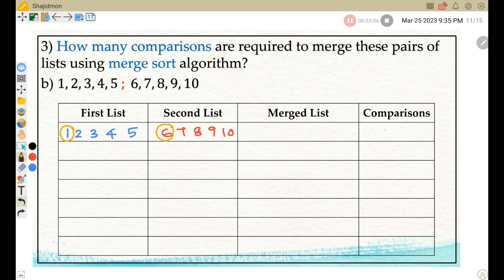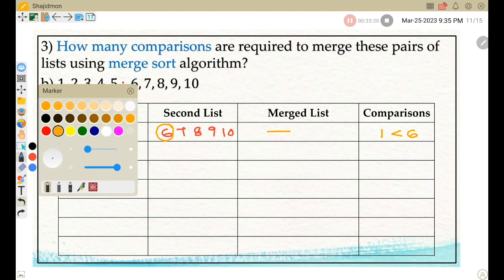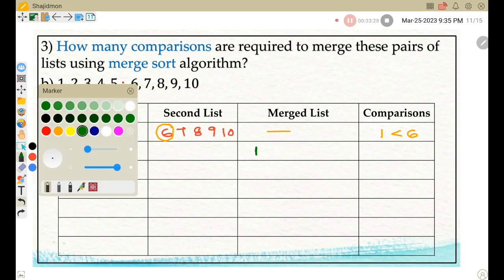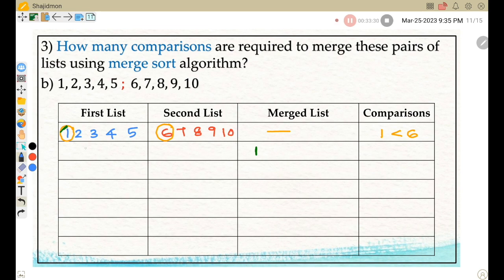1 and 6. So what will be the comparison? We can write 1 less than 6, because 1 is the smaller number, 6 is the bigger number. Correct? So we start the comparison here. Next, we select number 1 into the sorted list. So number 1 is finished. Now write the balance from here. You can see the balance: 2, 3, 4 and 5. 1 is already sent to the sorted list, the merged list.